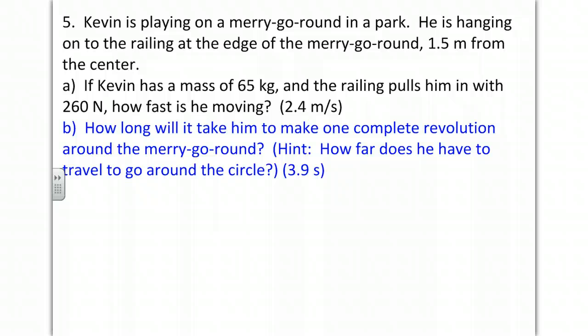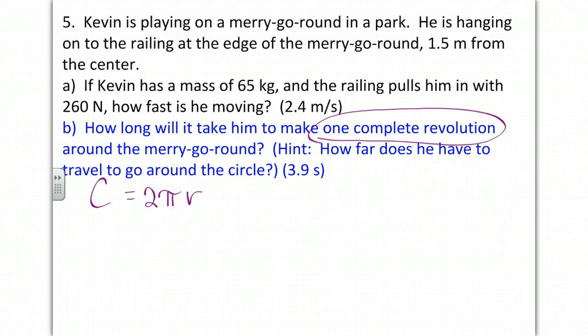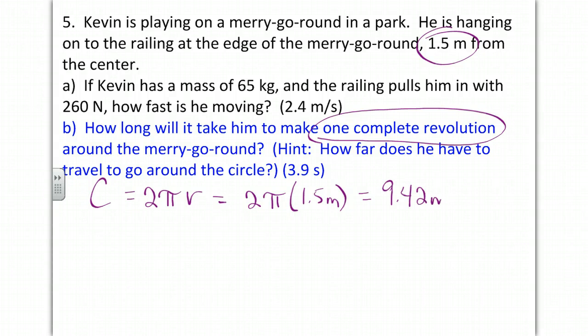Part B, they're trying to determine how long it takes to make one complete revolution. Remember that circumference is equal to 2 pi r, which is equal to 1 revolution. So we will simply do 2 times pi times the radius, 1.5 meters, given here, and that's equal to 9.42, and that's our entire distance to make one complete revolution.